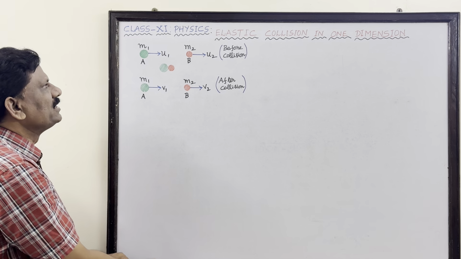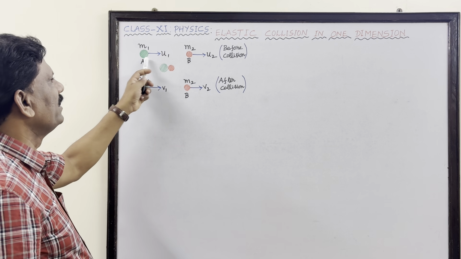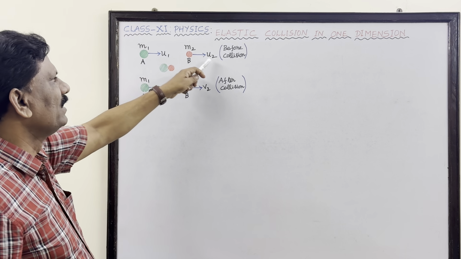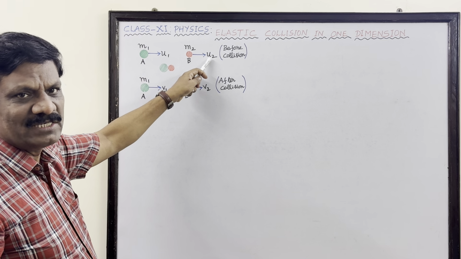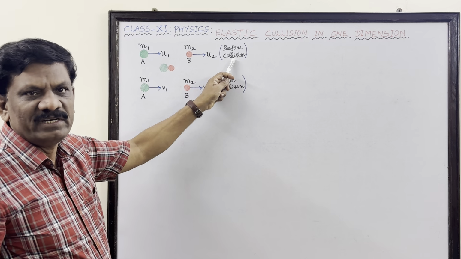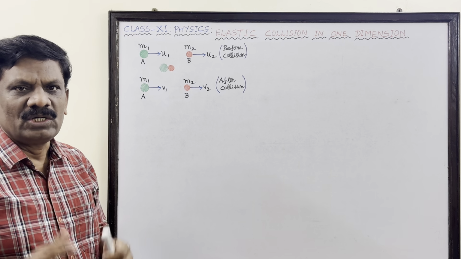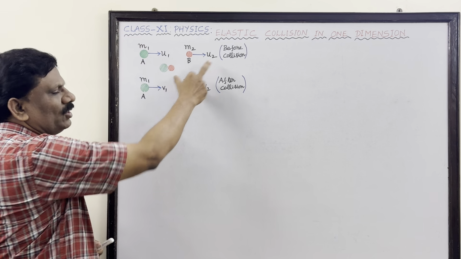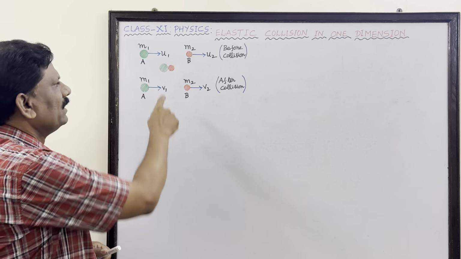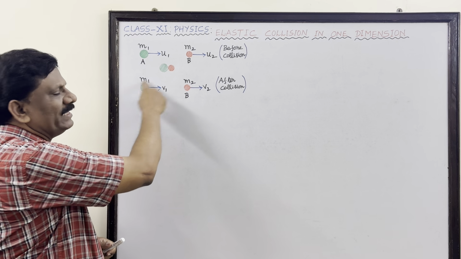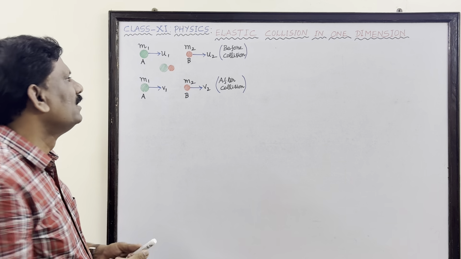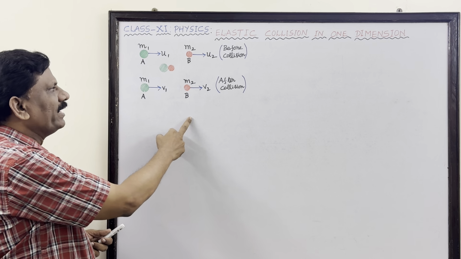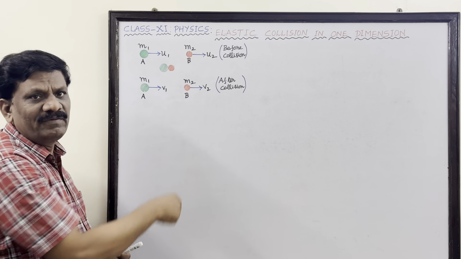Now look at the picture here. There are two different masses m1 and m2. Initially they are traveling with velocities u1 and u2 respectively before collision. So what is the total momentum of the system? m1 u1 plus m2 u2. Then after a few seconds they collide with each other, they come into contact. After the collision, once again they move along the same straight line with different velocities v1 and v2 respectively.